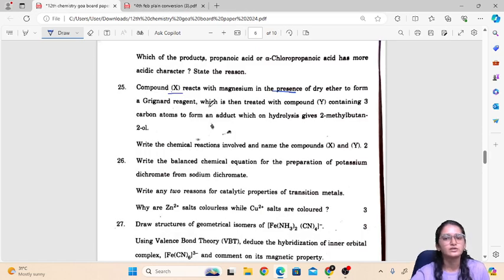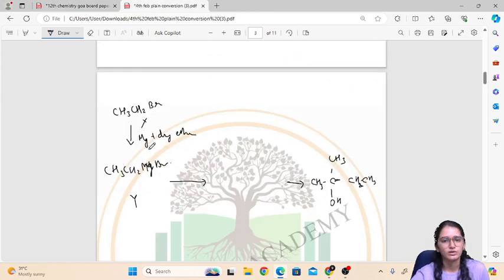So Grignard reagent is formed. Now it is treated with compound Y containing 3 carbon atoms to form the adduct, and adduct is then converted to alcohol. So we have to see now, these are the reactions. There are 3 reactions actually. One is with formaldehyde, then with any aldehyde, and last is with ketone. So we get tertiary alcohol basically when we treat it with ketone.